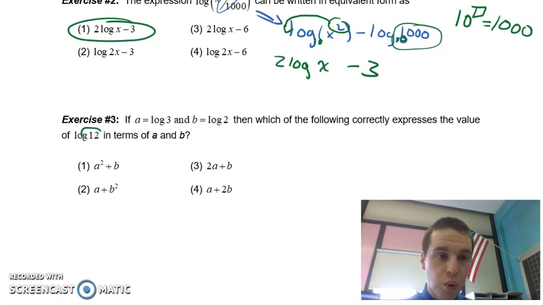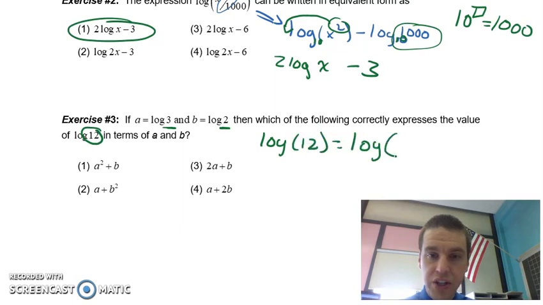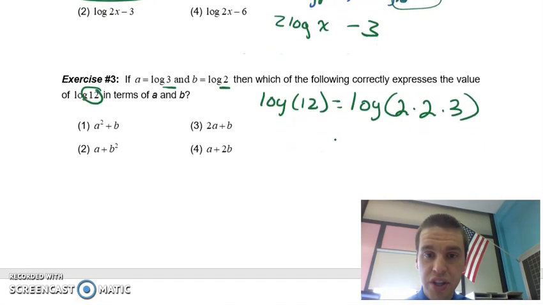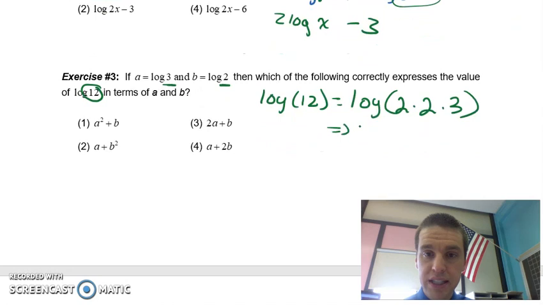We have a log of 12, and we are looking for it in terms of the numbers 3 and 2. How can you get 12 in terms of 3 and 2? Well, we know it's going to be 2 times 2 times 3, because it's really 4 times 3, and how do we break up 4 since we don't have 4 here? 2 times 2. Which then implies that we have log base 2 plus log base 2 plus log base 3.